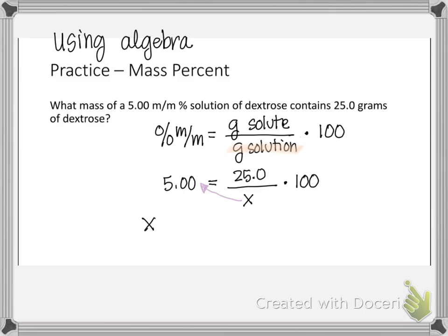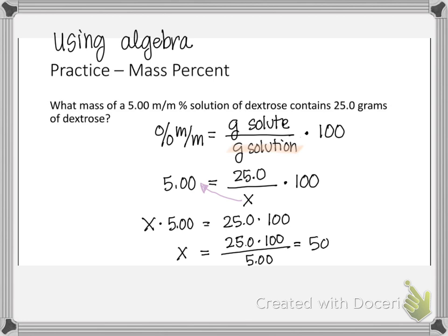So it'd be x times 5 equals 25 times 100. Now 25 times 100 is a number. You can do it. I usually rearrange. So now I need to get the 5 back to the right-hand side. So I'd say x equals 25 times 100 divided by 5. And I get the same answer, 500 grams of solution.